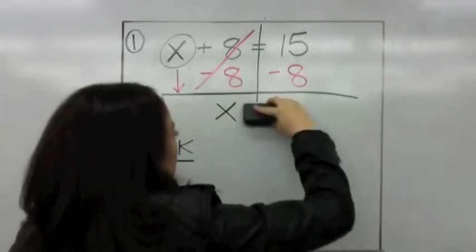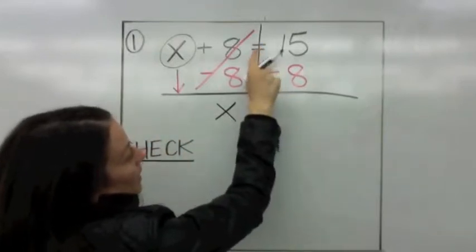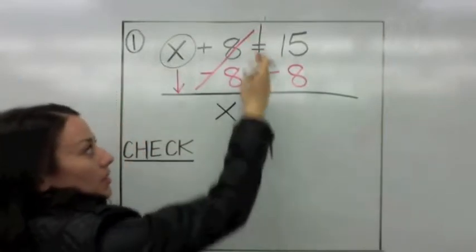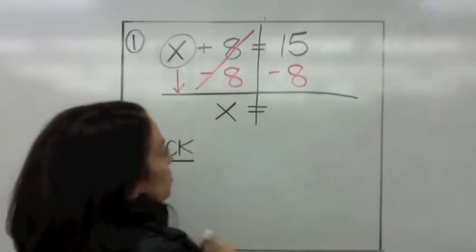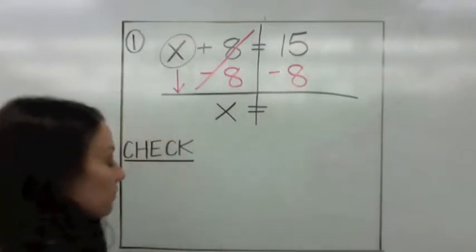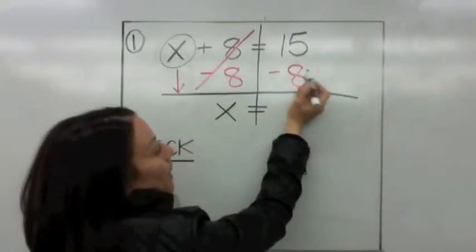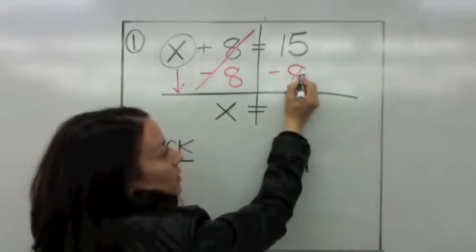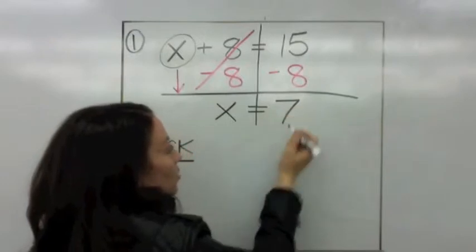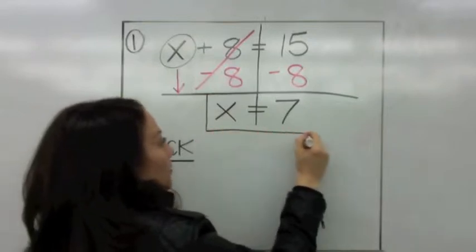Another thing to remember is that you write the equal sign on the T, because this separates the equal sign. So now x equals whatever 15 take away 8 is. Let's do 15 minus 8. If you remember the touch math dots, we start with 15 and count backwards: 15, 14, 13, 12, 11, 10, 9, 8, 7. So what does x equal? X equals 7. Then you put a box around your answer.